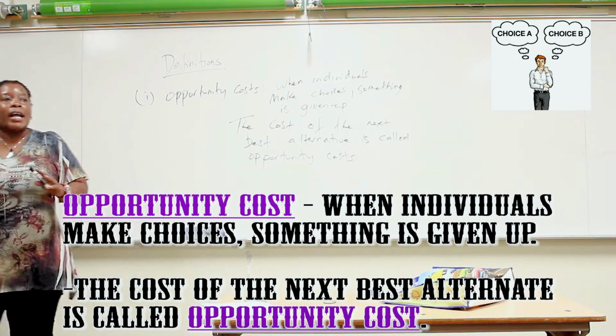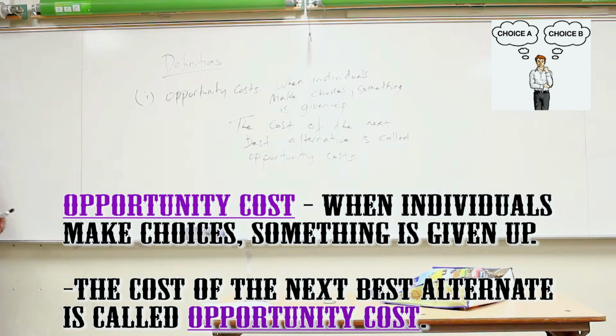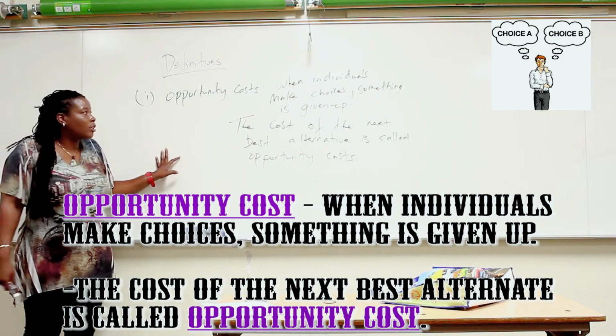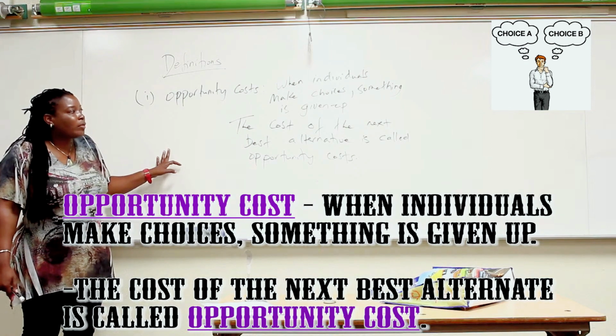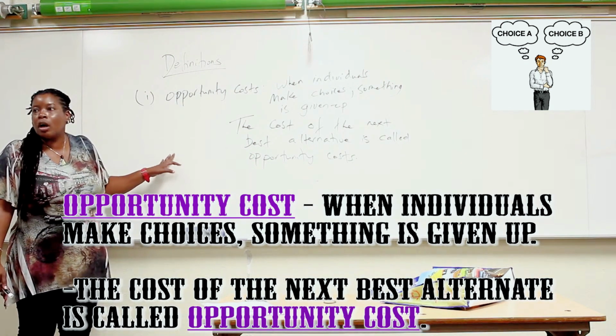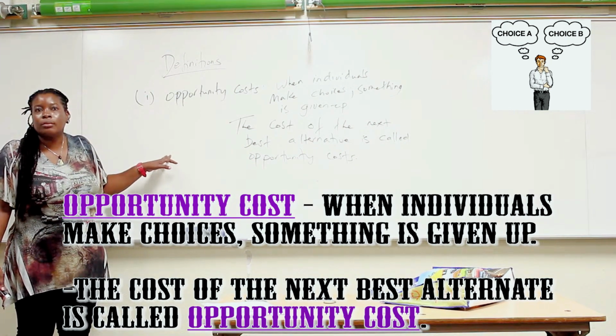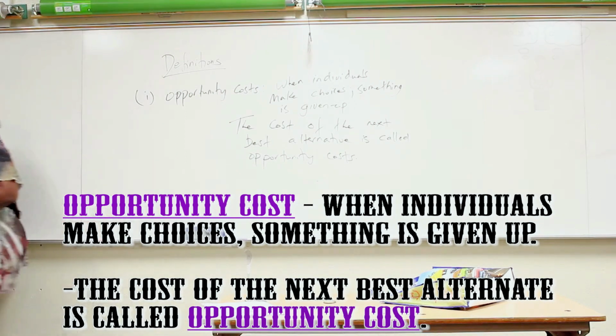Oftentimes when we want to value something, we don't just look at the sticker price associated with it. If we want to figure out what something is really worth, oftentimes in econ, what we look at is what was given up in order to achieve it. So we're going to use this concept a lot in this course. The cost of the next best alternative is called opportunity cost. I'll give you an example.